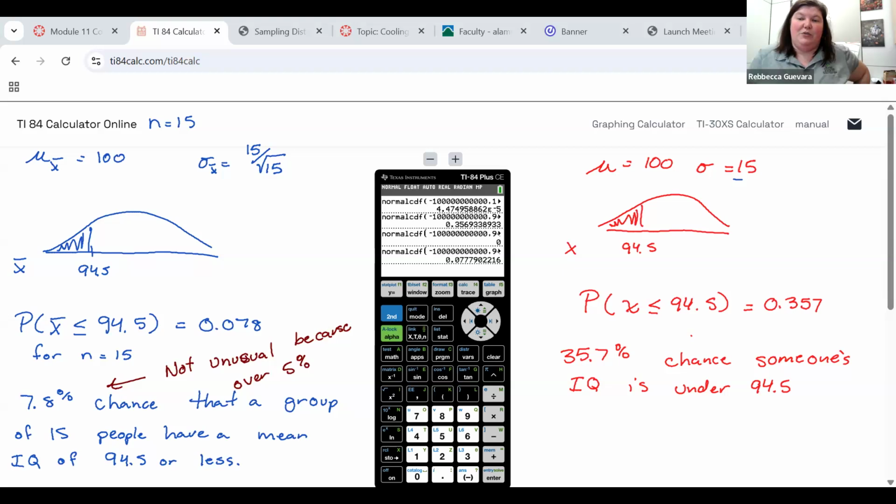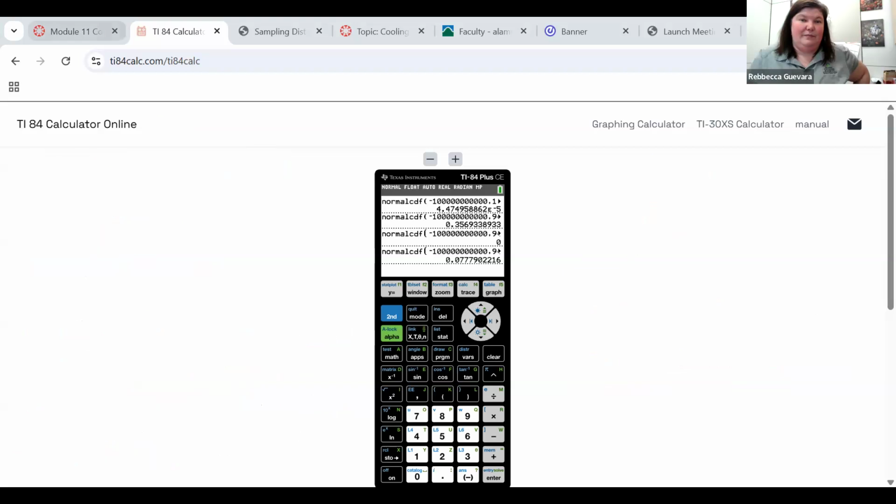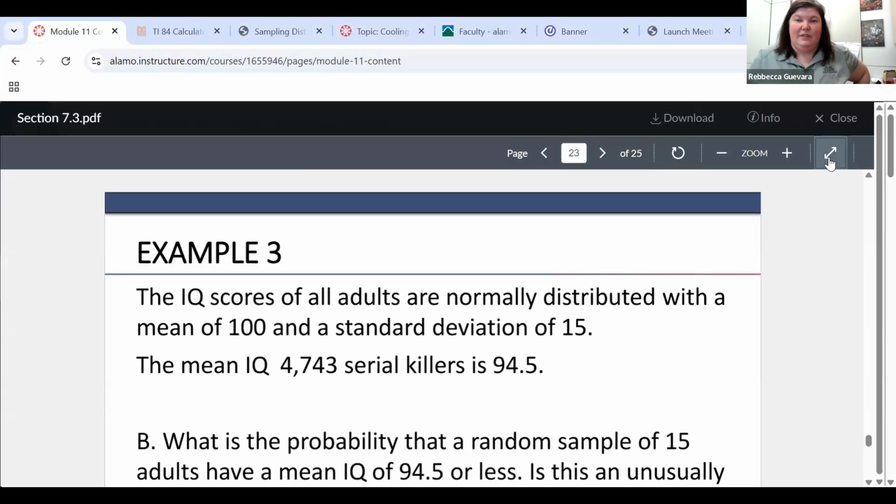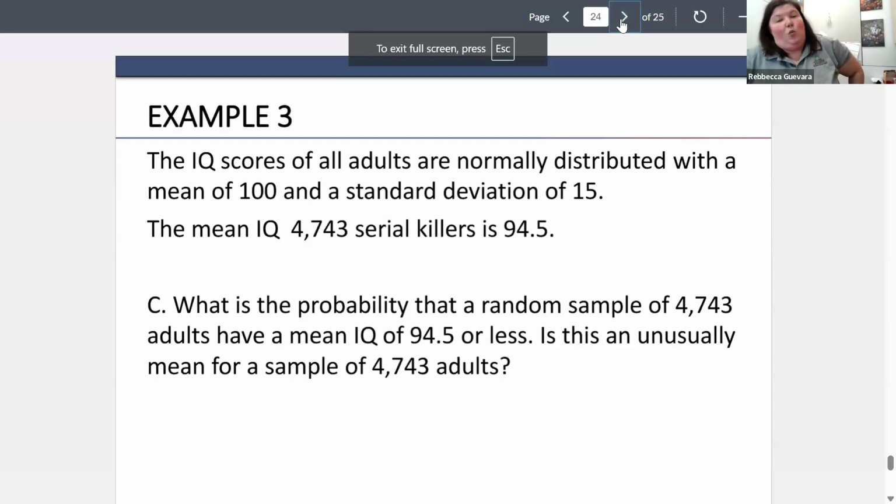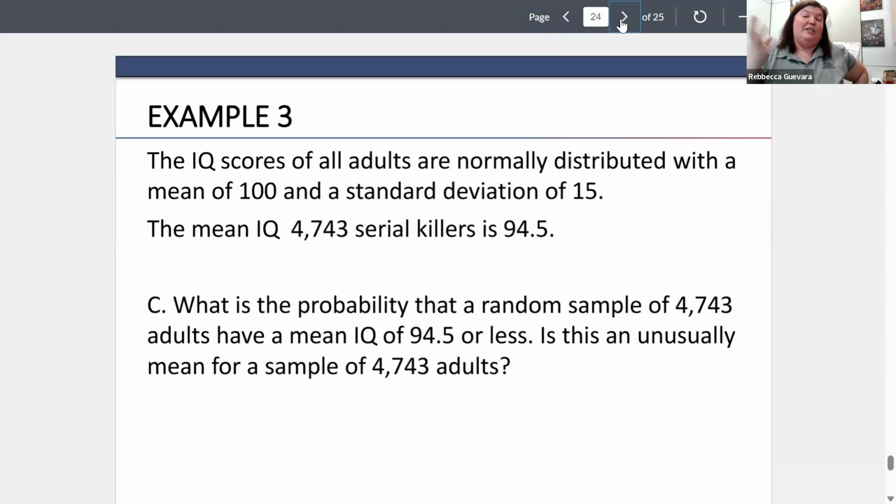So we're going to change this problem just one more time. We know that the serial killers whose IQ we tested, we had 4,793 of them. So what is the probability that if I did a random sample of 4,793 adults, not just serial killers, just adults, their mean IQ would be 94.5 or less? And is this unusual, to get a sample of 4,743 adults and get this particular IQ?